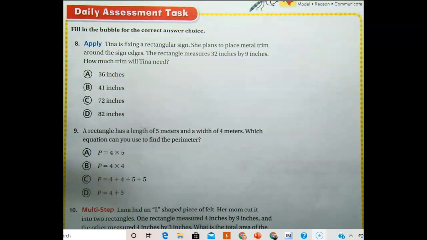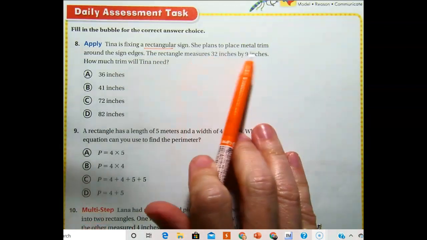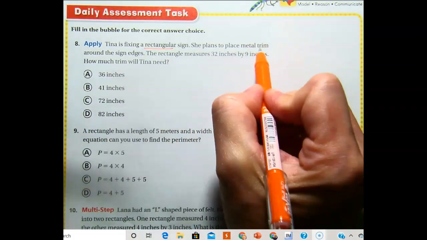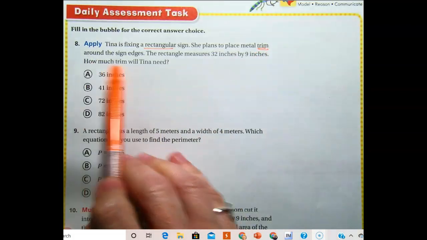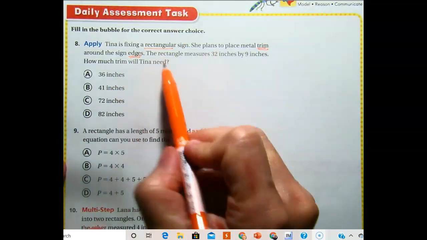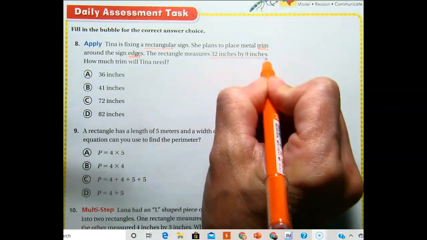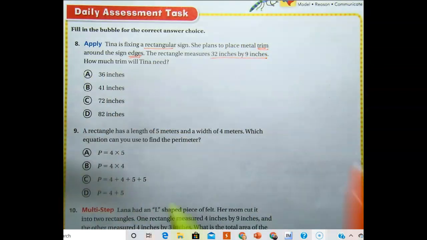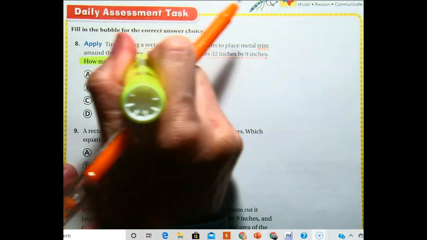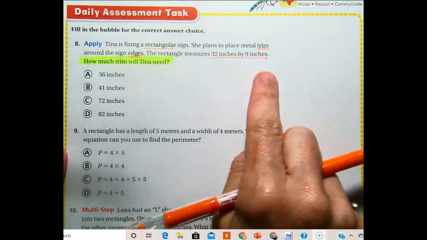Tina's fixing a rectangular sign. So real important, there's our figure. That gives you a clue about what you're looking at. She plans to place metal trim. So trim, that's an important keyword, around the side edges. Okay, so we know we're talking about edges here. The rectangle measures 32 inches by 9 inches. How much trim will Tina need? Okay, so just think about the word trim. If you were looking at a frame, for instance, you're looking at those outside edges.